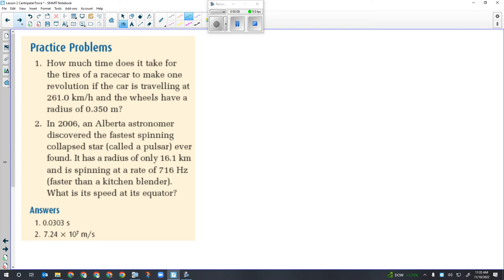I would like you guys to try these two questions. They're not bank curve questions. They're more like period and frequency kind of questions. They also work with this, and this. Those ones that we did the very first day. All right, then we'll get back into some centripetal force ones here. So give me a few minutes on that.